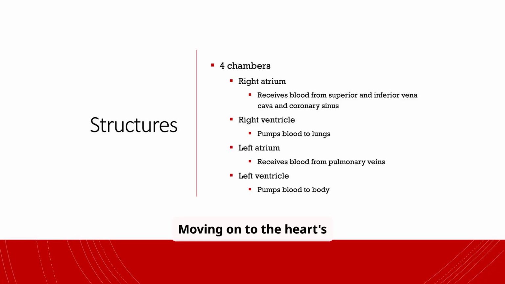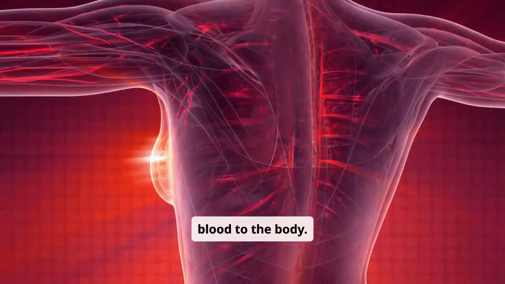Moving on to the heart structures, let's review the four chambers. The right atrium receives blood from the vena cava and coronary sinus, while the right ventricle pumps blood to the lungs. The left atrium receives blood from the pulmonary veins, and the left ventricle pumps blood to the body.